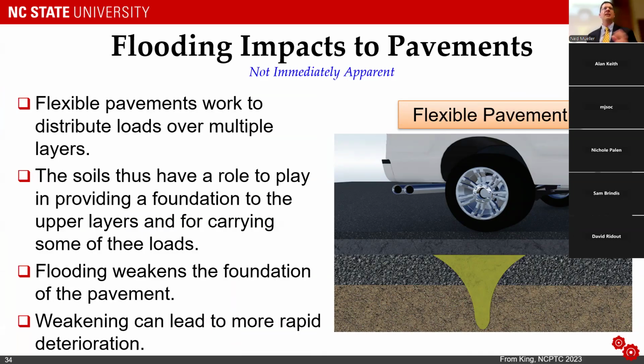No equations, but concepts. Flexible pavements especially work to distribute the loads over larger and larger areas, and we build up structure to do that. When pavements are flooded, especially the foundations, those soils are saturated, which weakens the foundation, exacerbates the impacts of loads, and accelerates the deterioration that may occur as a result. This is the basic pathway for damage to happen, and that's what we're trying to understand.